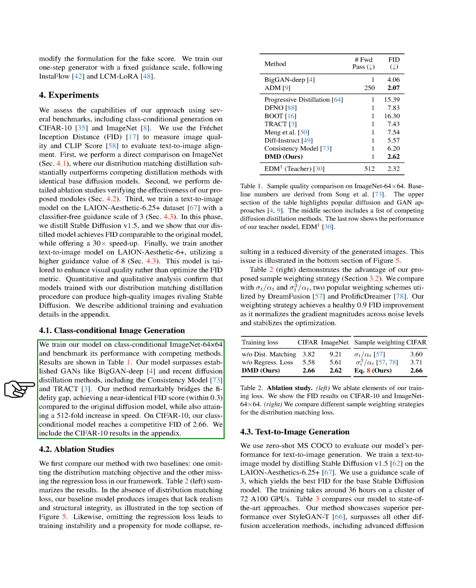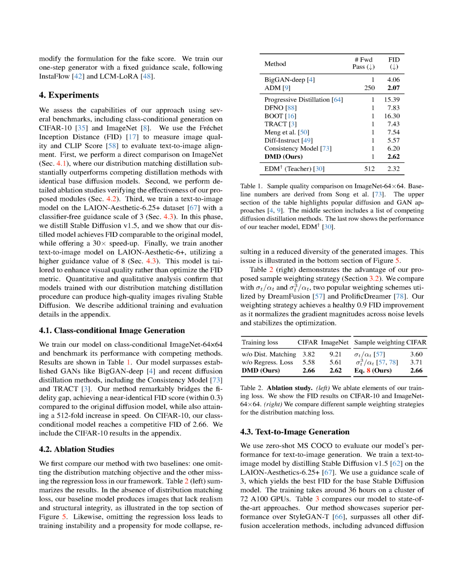We train our model on class-conditional ImageNet 64x64 and benchmark its performance with competing methods. Our model surpasses established GANs like BigGAN-Deep and recent diffusion distillation methods, achieving a near-identical FID score compared to the original diffusion model, while also attaining a 512-fold increase in speed. On CIFAR10, our class-conditional model reaches a competitive FID of 2.66.